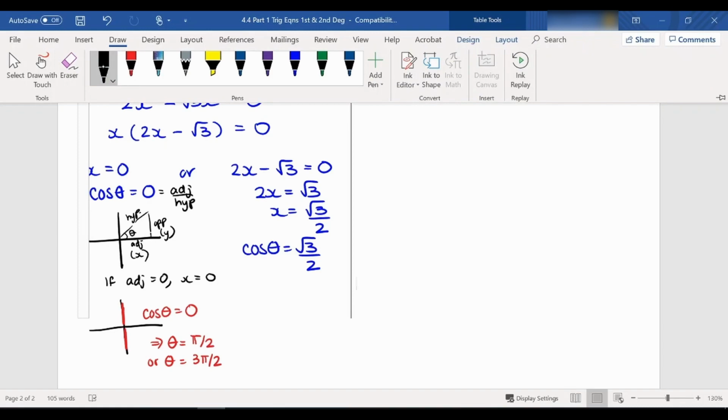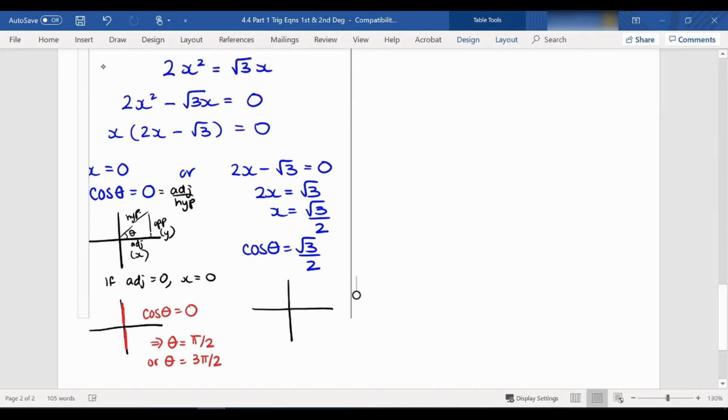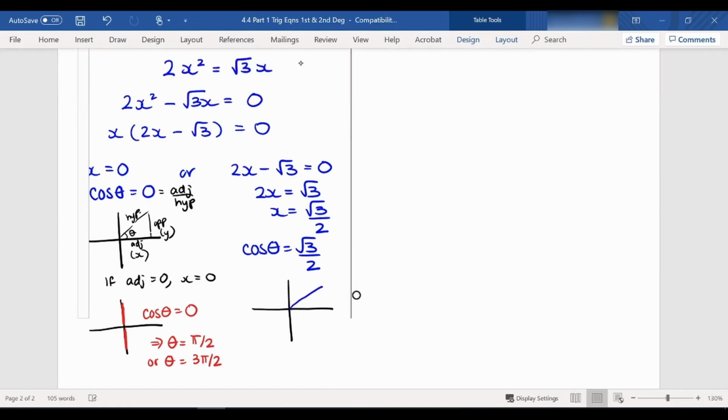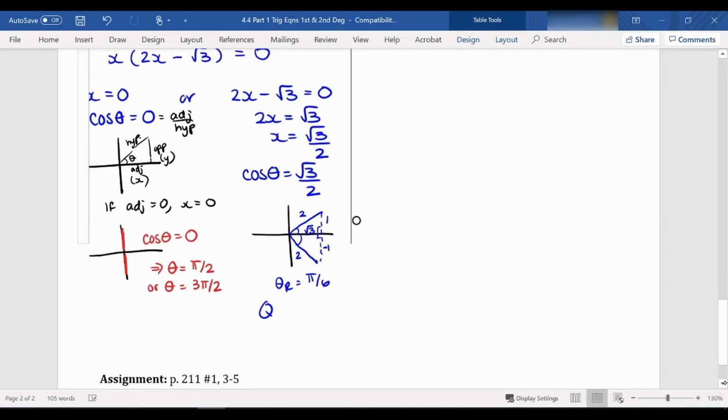The other answer, the cosine theta equals root 3 over 2, we have to solve completely separately. If cosine theta is root 3 over 2, that's positive, we're in quadrant 1 or quadrant 4, adjacent root 3 over 2, hypotenuse 2. We know this is a special triangle. Our opposite would be 1. For the negative triangle, this would be a negative 1. And our reference angle here would be pi over 6. So our quadrant 1 answer is pi over 6. Our quadrant 4 answer is 2 pi minus pi over 6, which is 11 pi over 6.